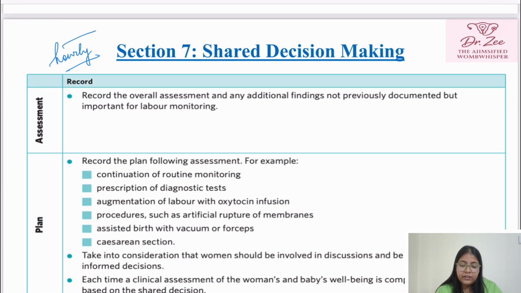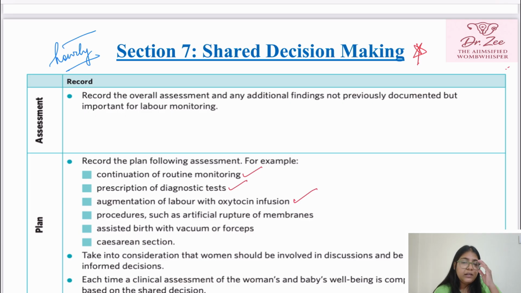Now section 7, this is a very important section: shared decision making. So you have assessed if the progression is normal or alerting, and then you plan accordingly. If it is all fine, if it does not fall in the alert column, you continue the routine monitoring. If you think something is wrong and you need to prescribe any diagnostic test, you do it. If you think contraction is not adequate, then you start oxytocin infusion.